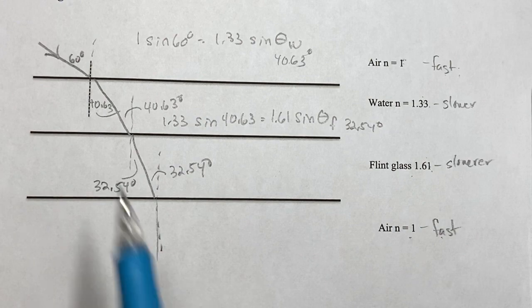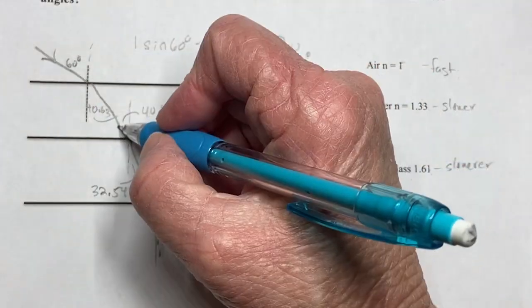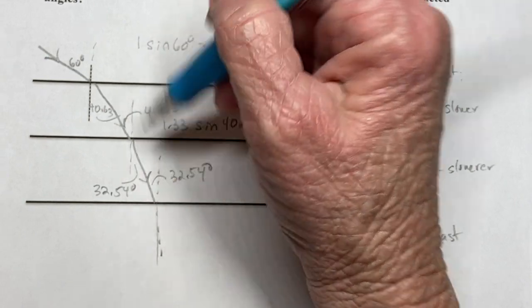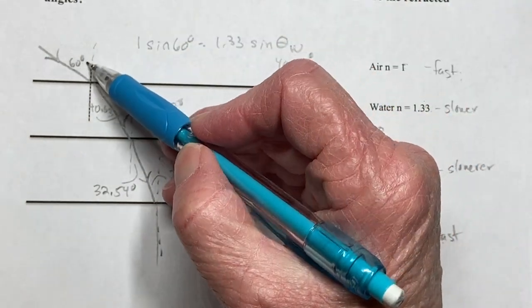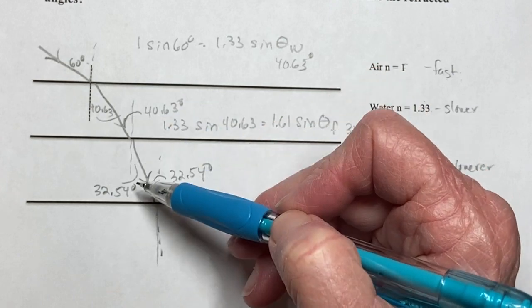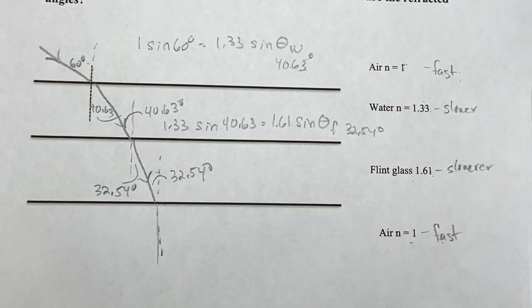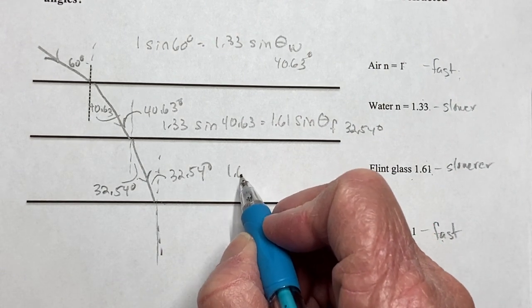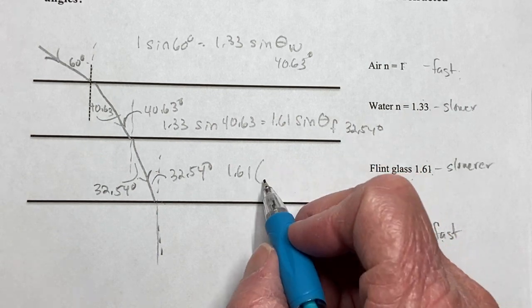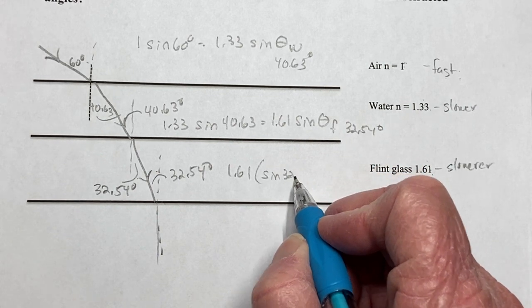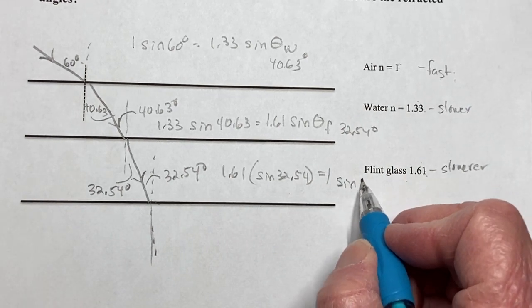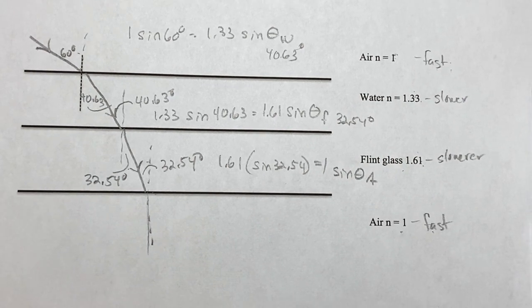Now, technically, as this thing is going this way, I can put arrows showing it going through. It's going to bend, and it's going to bend, and then it's going to bend one more time. This is incident, this is refracted. This is incident, this is refracted. This is incident, this will be refracted. It's not a huge issue, but all right, so let's do the last one. So I'll just do it over here. So we're going to have 1.61 sine 32.54 equals 1 times sine of theta A.